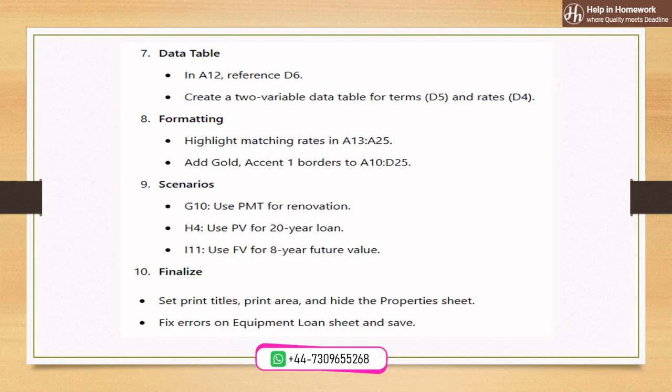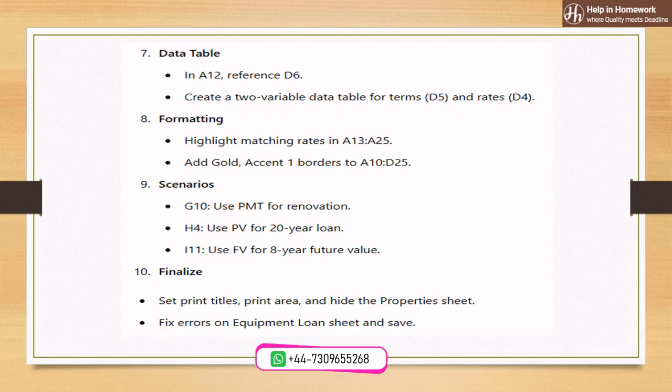Step 7. Data table. In A12, reference D6. Create a two-variable data table for terms, D5, and rates, D4. Step 8. Formatting. Highlight matching rates in A13, A25. Add gold, accent 1 borders to A10, D25.